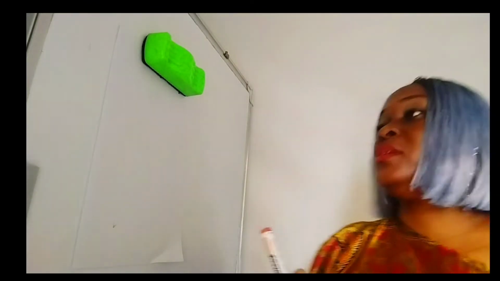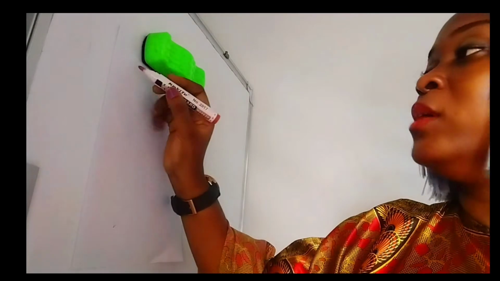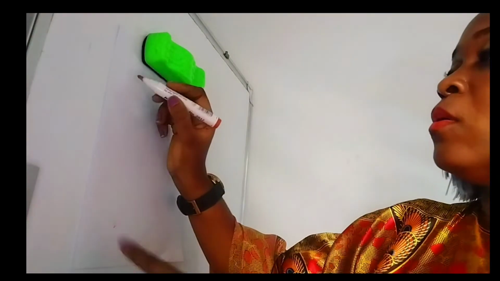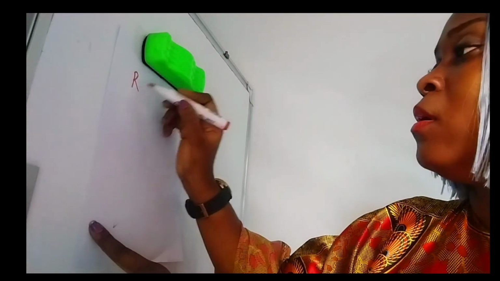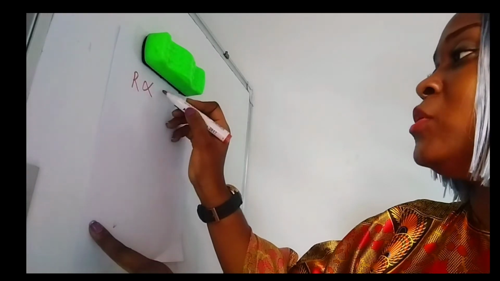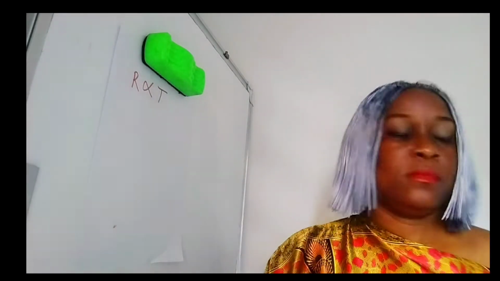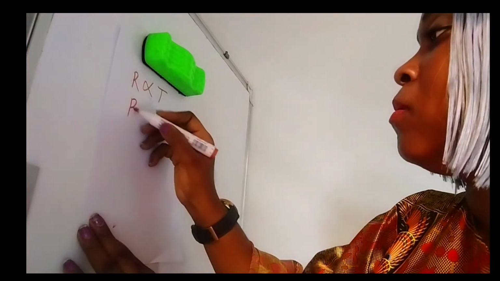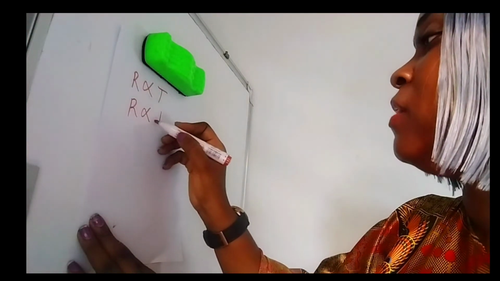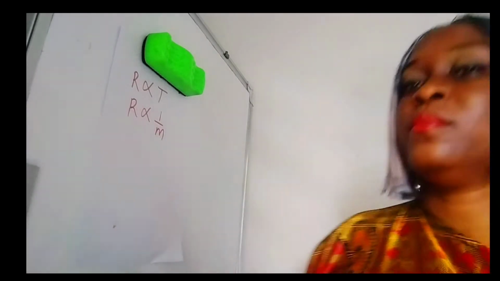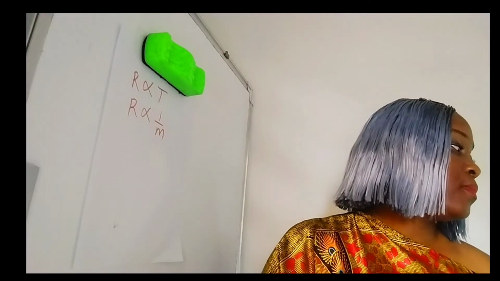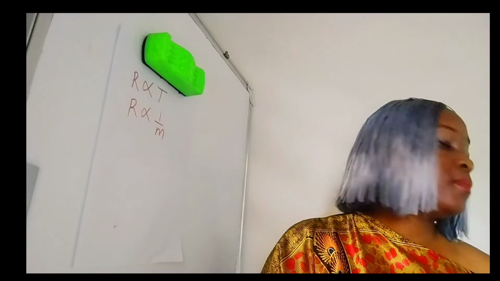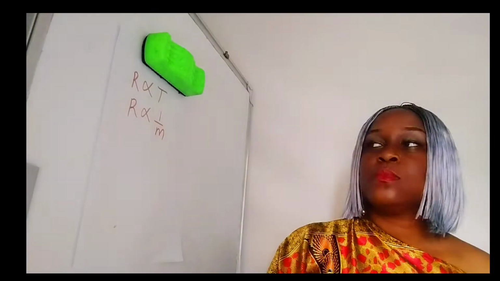Mathematics is gradual. You do not rush mathematics. So we say R varies what? Directly with T. So we say R is directly proportional to T. And inversely with M. R is inversely proportional to M. Which of the following is the relationship between R, T, and M?